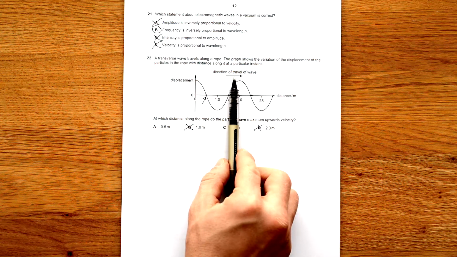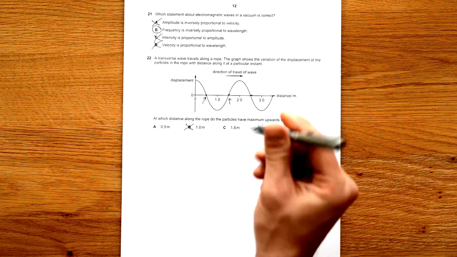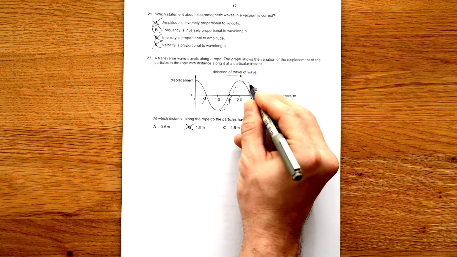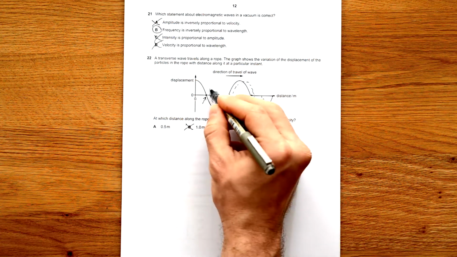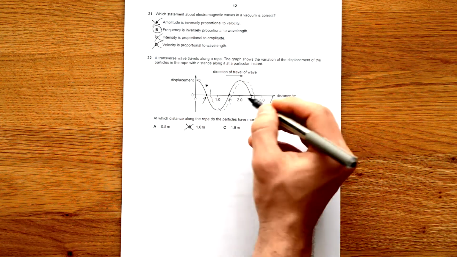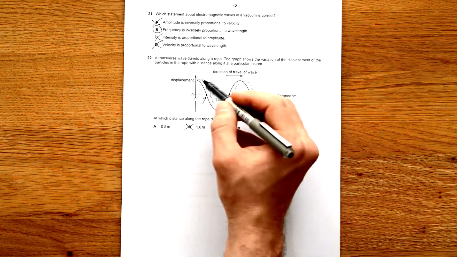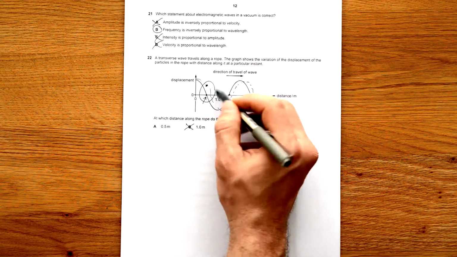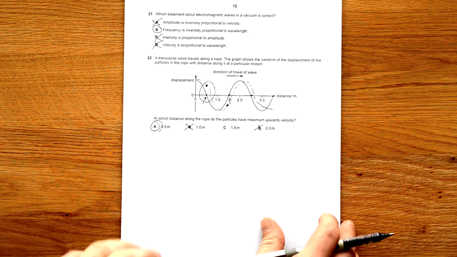Now if the wave is traveling this way, then in a second, the wave is going to have shifted over here. Where is this particle here now? It's at that point. Where is this particle here? As the wave moves across, these particles are going up, these particles are going down. So it's going to be at 0.5. Bit of a tricky one.